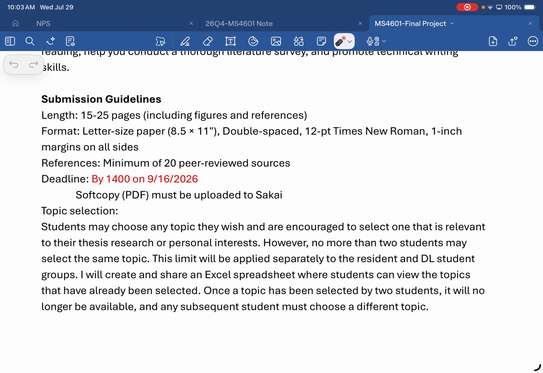I'll create and share a spreadsheet where students can view the topics that have already been selected. If you choose a topic, you have to go into this Excel spreadsheet and write down the topic. Basically, you are securing the topic first. If other students want to investigate the same topic, but 2 slots are filled, that student has to choose a different topic. Once a topic has been selected by 2 students, it will no longer be available, and the student must choose a different topic.